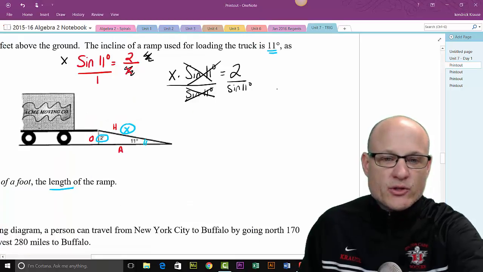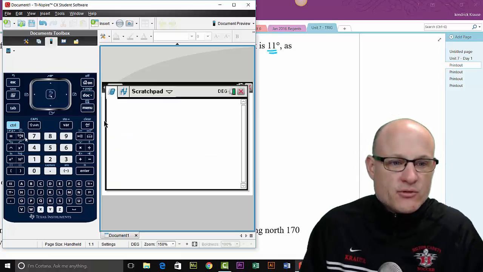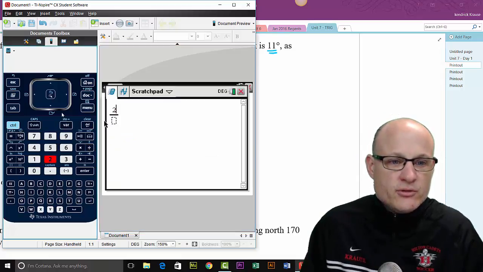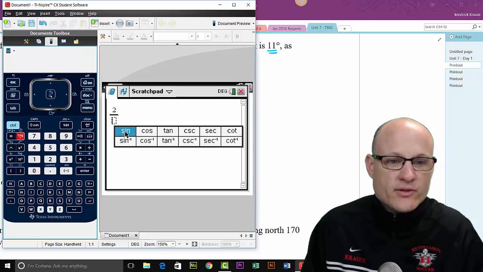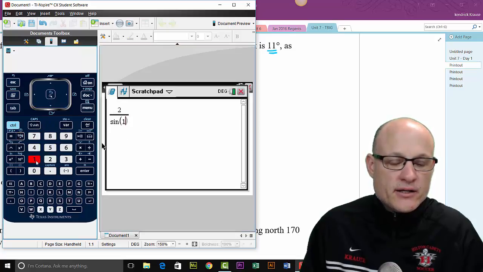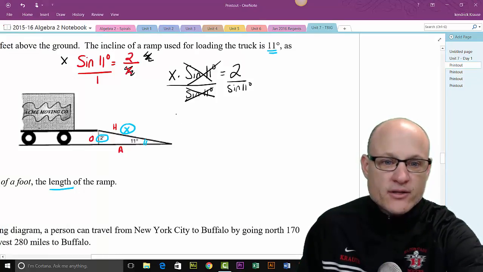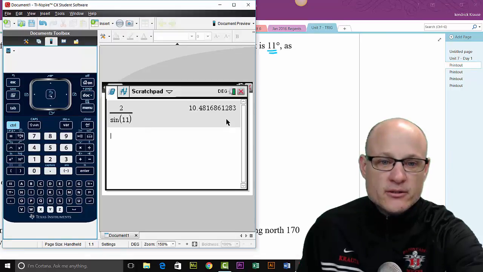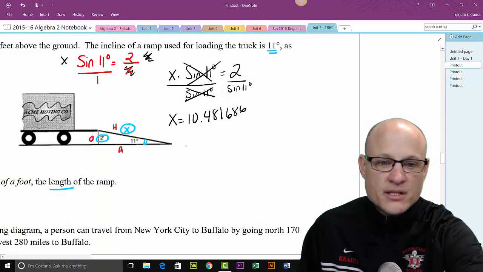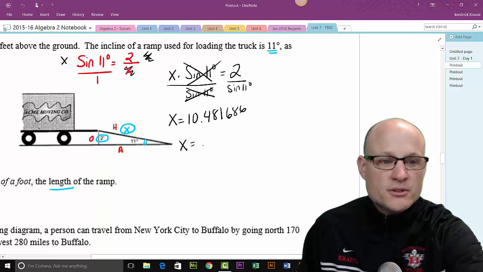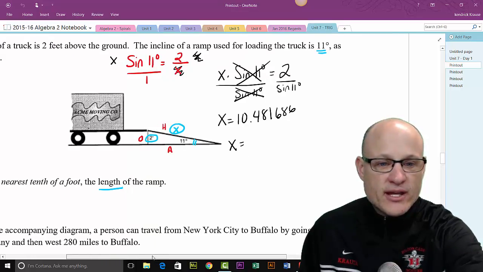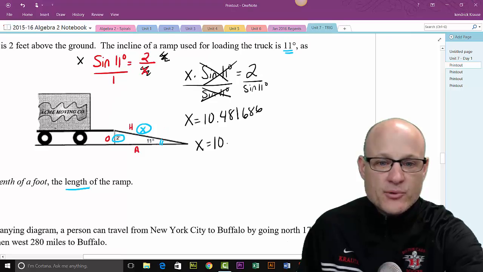Okay, x is equal to 2 divided by sine 11. So we're going to do 2 divided by sine 11. 10.481686. And so I get x is equal to, since it said round to the nearest tenth of a foot, 10.5 feet.